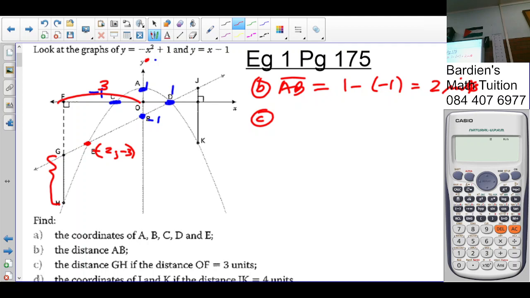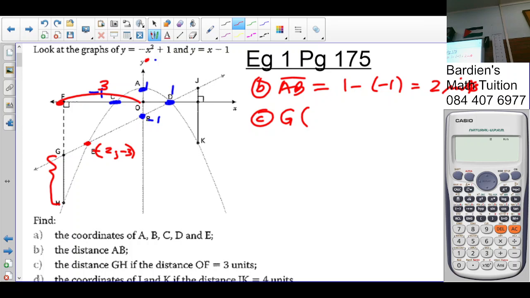Now, whenever you're calculating a distance, I'm going to show you 2 ways of doing this. So the first method is, I'm going to calculate the coordinates of G. At G, as it stands there, what do we know? What's the x value of G? If this is 3, then what is the x value here?